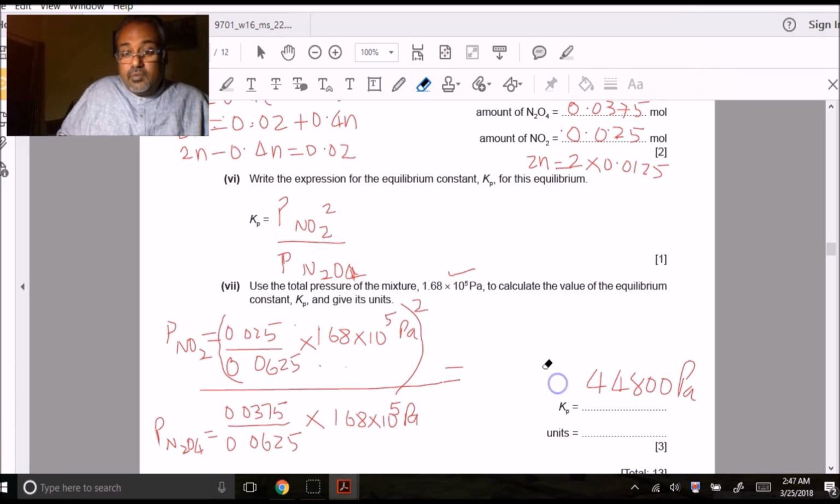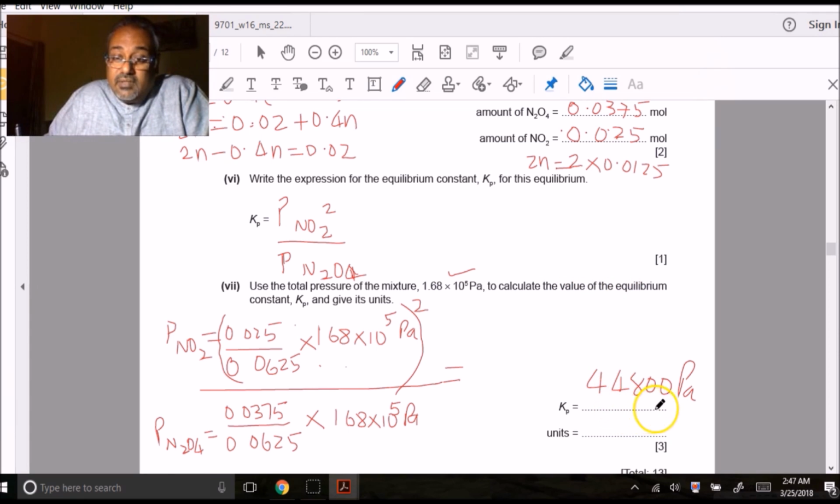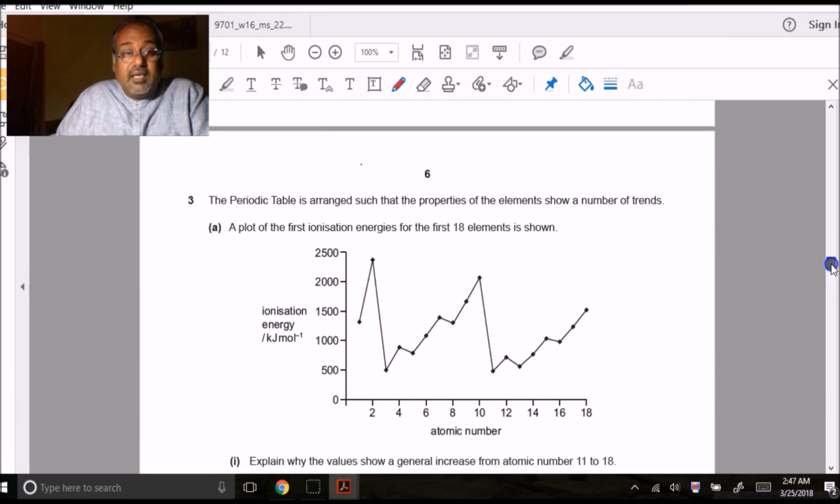And of course, if you want to report this as kilopascal, you can divide this by 1000. So if you want it in kilopascal, that will be 44.8 kPa or 44,800 pascals. I'm going to keep the unit as Pa at this point, because this is Pa raised to power 2, this is Pa, so they cancel out and 1 Pa will still be left. So you have a choice to report the answer in Pascal or in kPa. So that's how you solve this question. I'll give you some time to have a look at the next one.